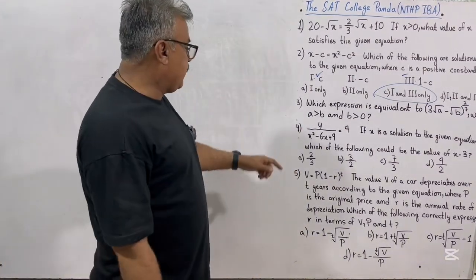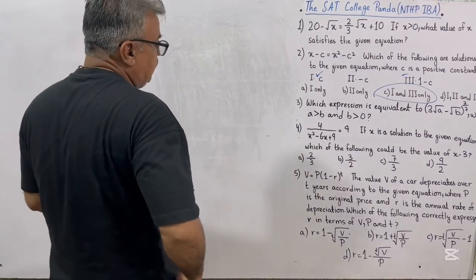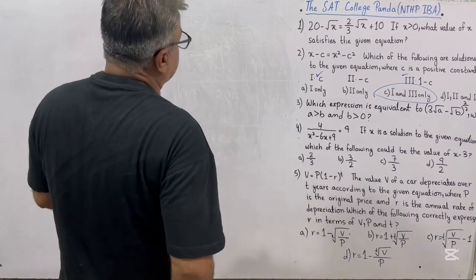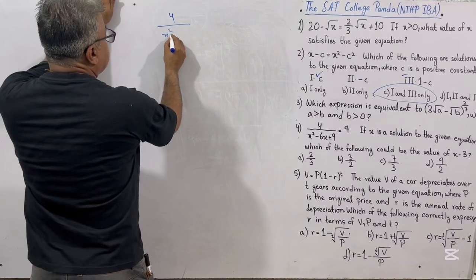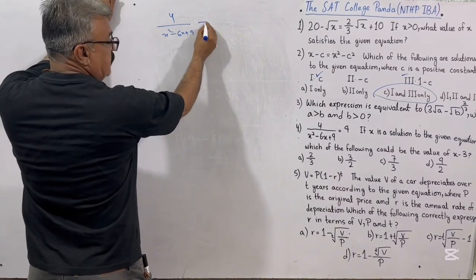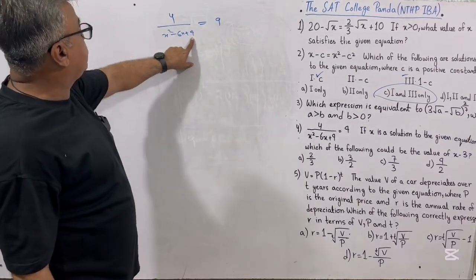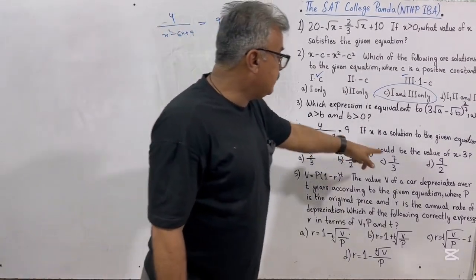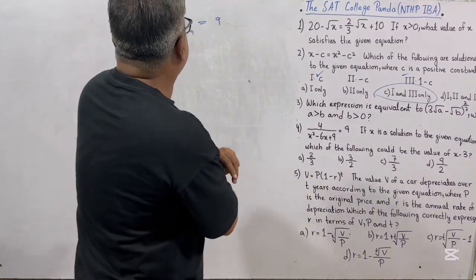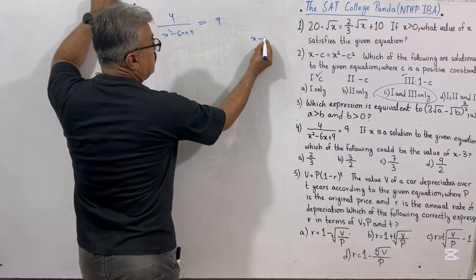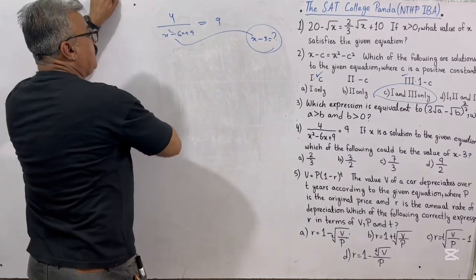Moving towards the next question, a wonderful, elegant question. 100% simple in appearance, but it will demand something from you to solve it. If you have a thorough concept, then you are in a position to negotiate this question. We have 4 divided by x square minus 6x plus 9 is equal to 9. If x is the solution of the given equation, which of the following could be the value of x minus 3? We are interested to find the value of x minus 3. x minus 3 is ample hint to read this situation.